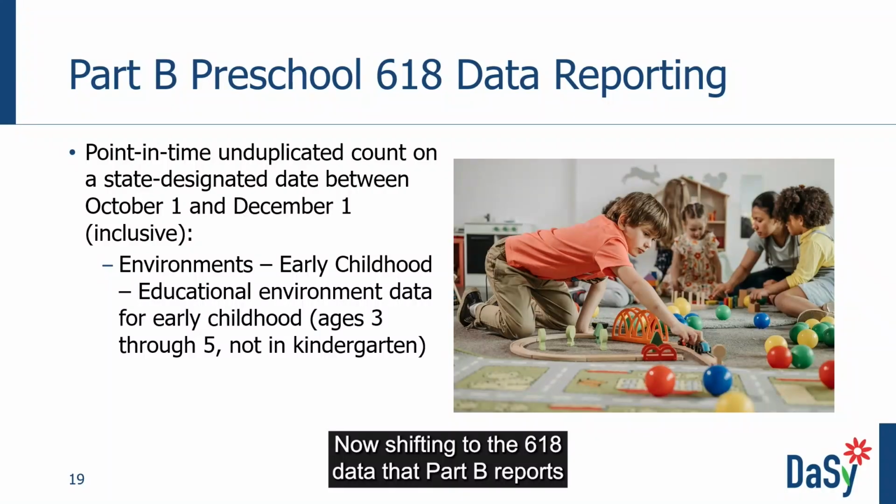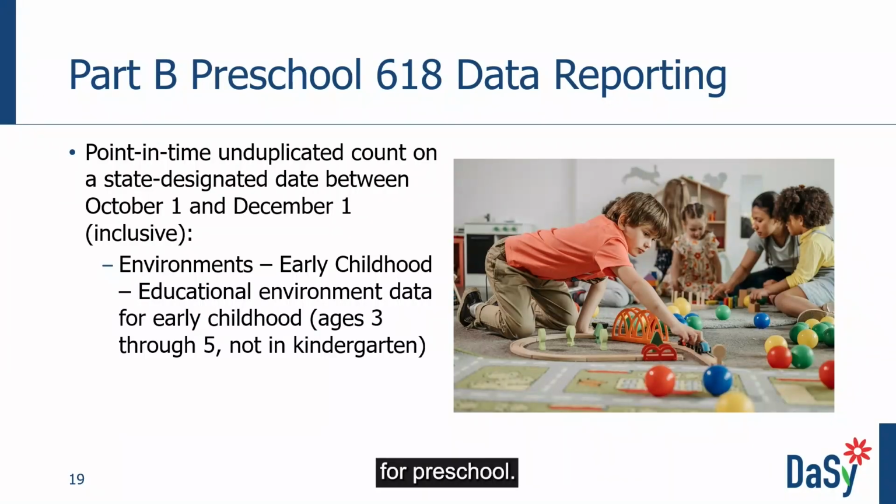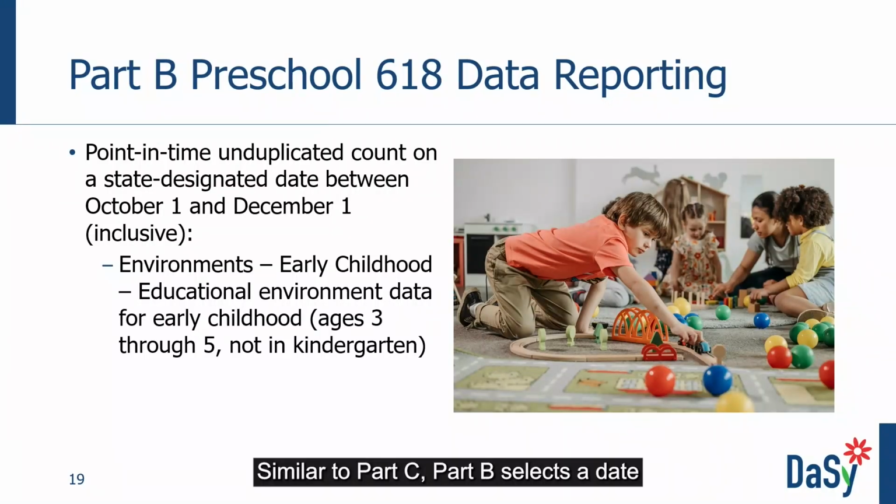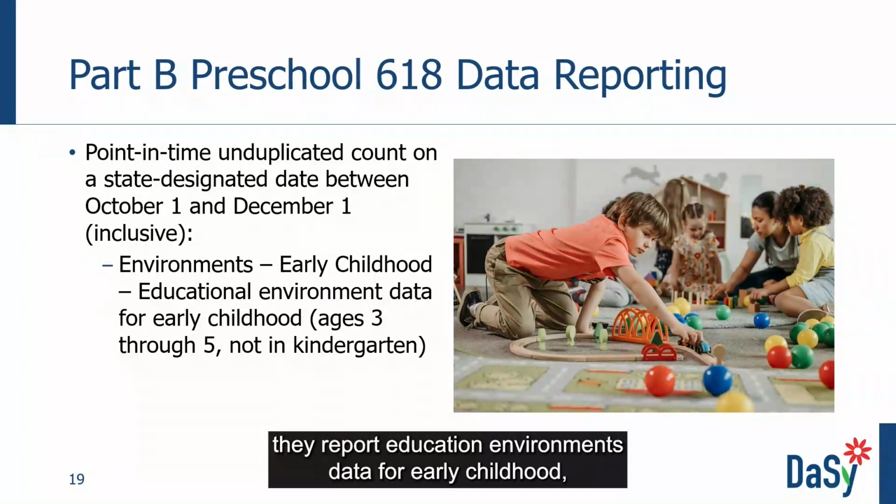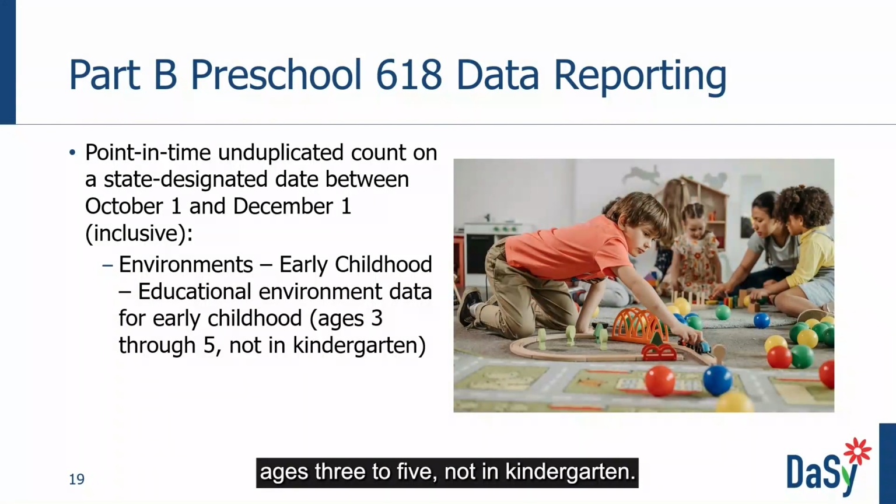Now shifting to the 618 data that Part B reports for preschool. Similar to Part C, Part B selects a date for the point in time count between October 1st and December 1st. And for preschoolers, they report education environments data for early childhood, ages 3 to 5, not in kindergarten.